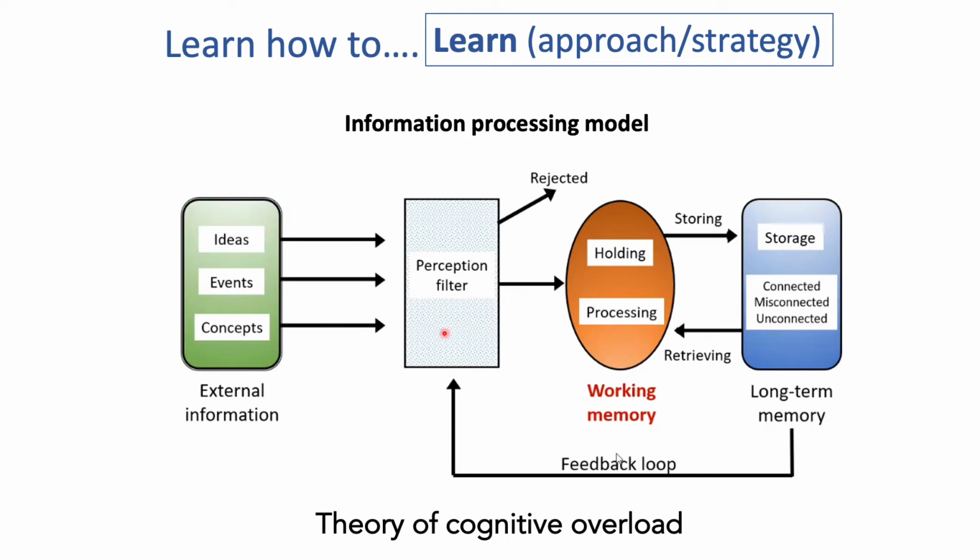You can then decide from this information what you are going to process in your working memory, and what you are going to reject? So the information that you think is most important will stay here in your working memory. Then, from your working memory, you can then decide to store this into your long-term memory. So, storage in the long-term memory can then also be retrieved back into your working memory.